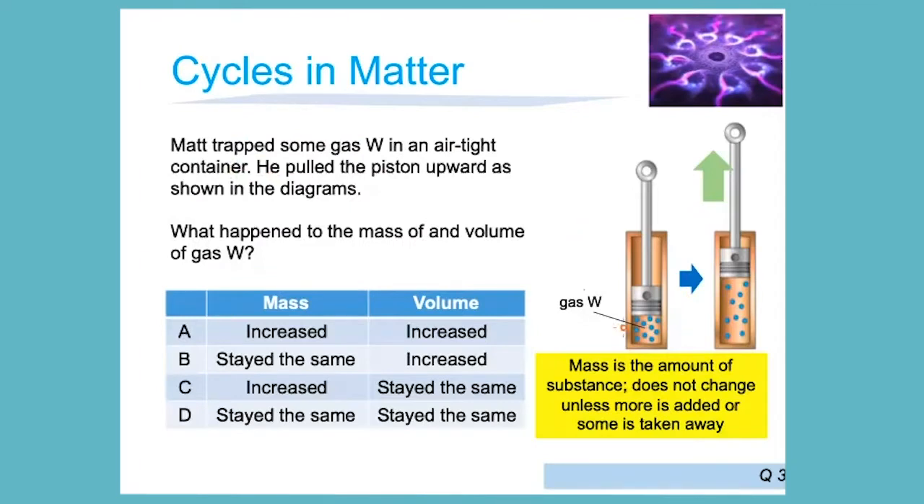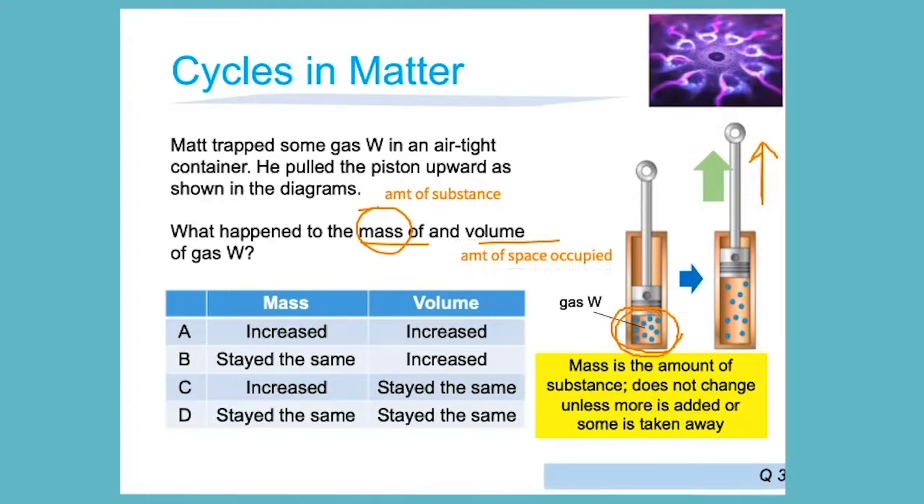Trapped gas. So this is gas, in an airtight container. He then pulled this piston upwards. So what happens to the mass and the volume? Okay, so let's go back to the definition of mass. Mass is the amount of substance, right? Amount of substance. And what is volume? Volume, by definition, is the amount of space that a particular substance occupies.